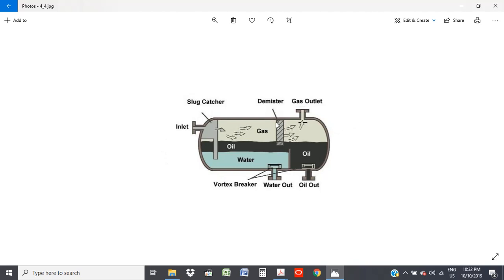Sometimes, of course, I forgot to talk about the demister. The demister holds entrained liquid. It stops it from going across because, as I said, you want the gas as dry as possible.